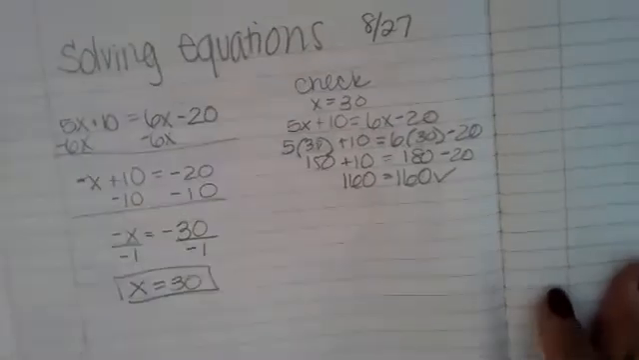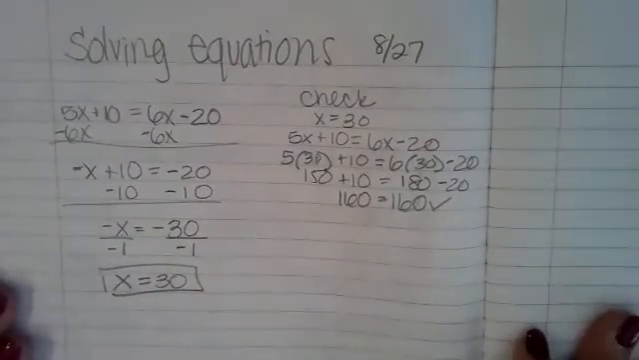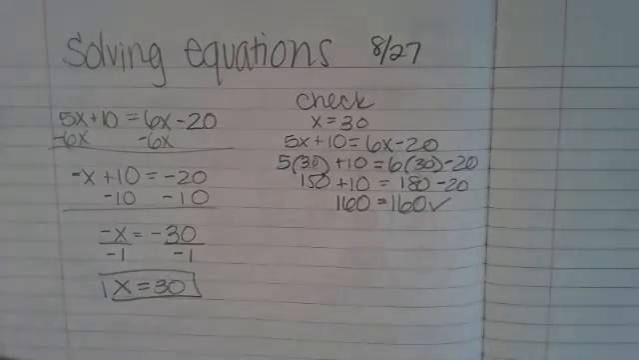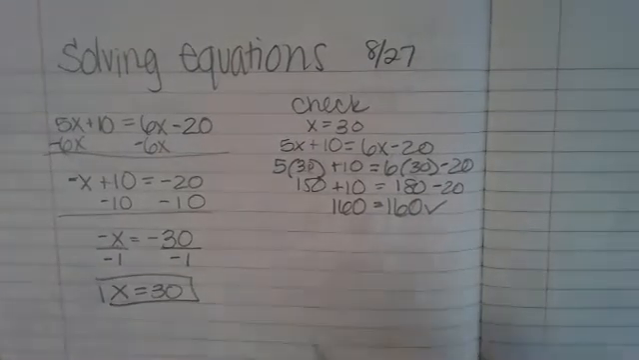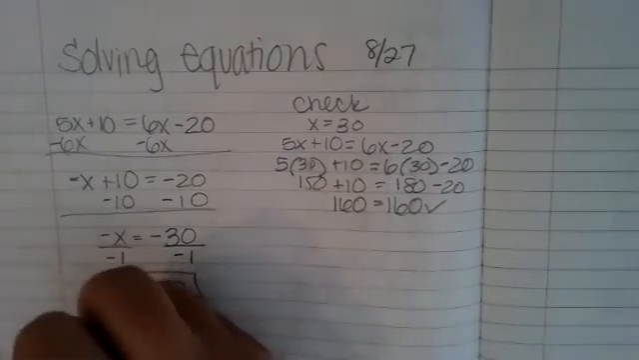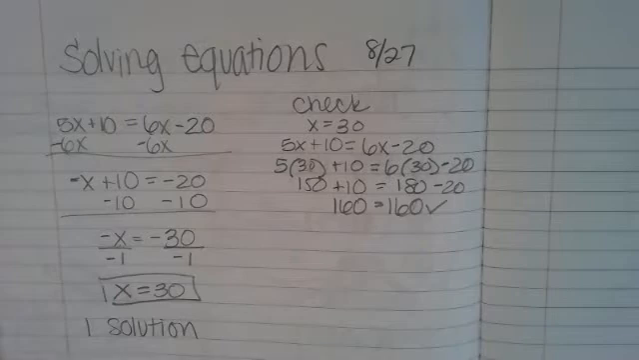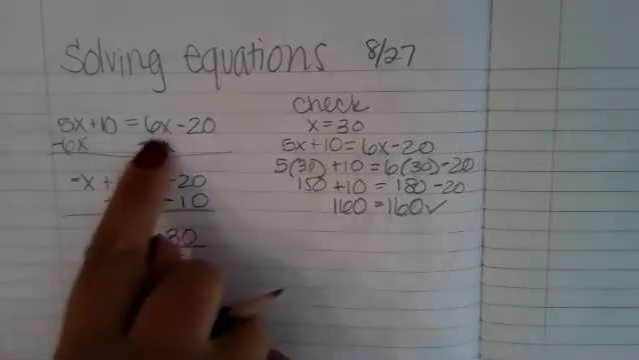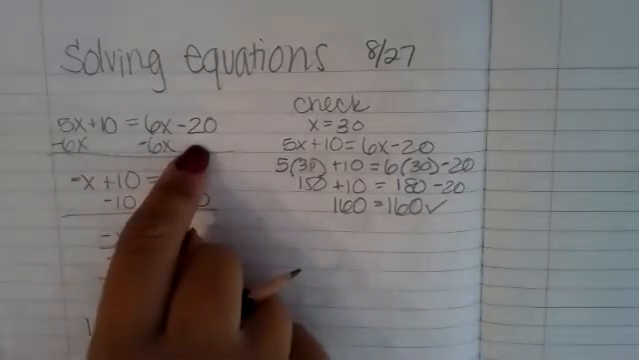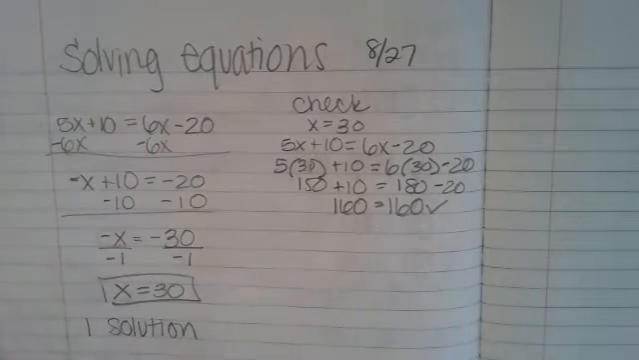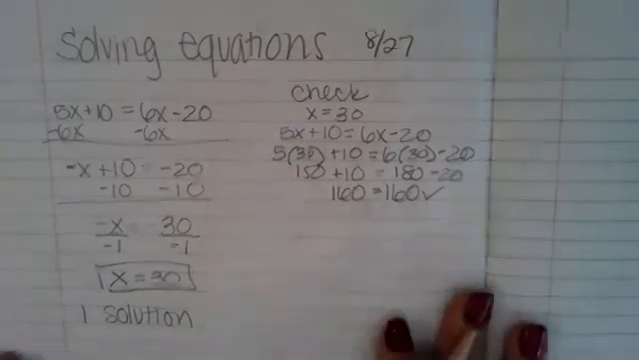Okay, so how many solutions did this have? The answer would be 1, everybody. So this is a 1 solution. And I know that because I have one variable on each side. I have different coefficients and different constants. That would be the criteria for a 1 solution.